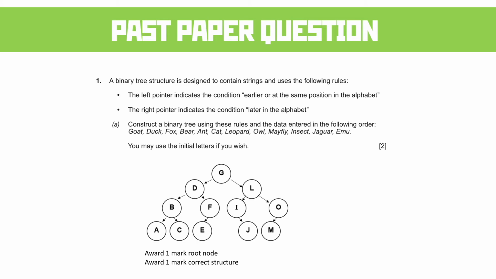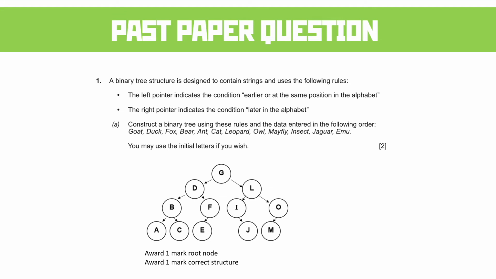Leopard is greater than goat, and there's nothing else there, so it just goes in there at the moment. Owl is greater than leopard. Mayfly is greater than goat, greater than leopard, but less than owl. Insect, greater than goat, less than leopard, and there's nothing there, so we pop it in there. Jaguar, greater than goat, less than leopard, greater than insect. And finally, emu, less than goat, greater than duck, less than fox.